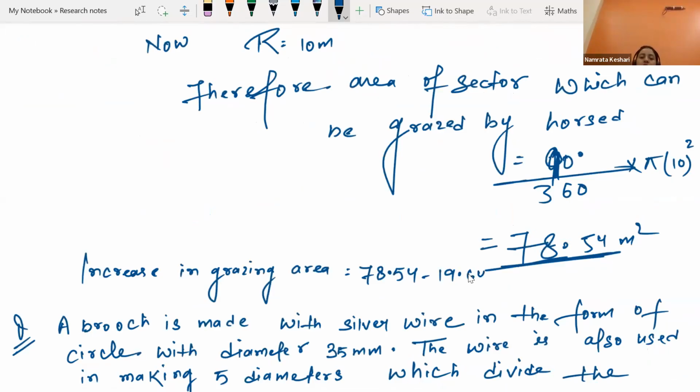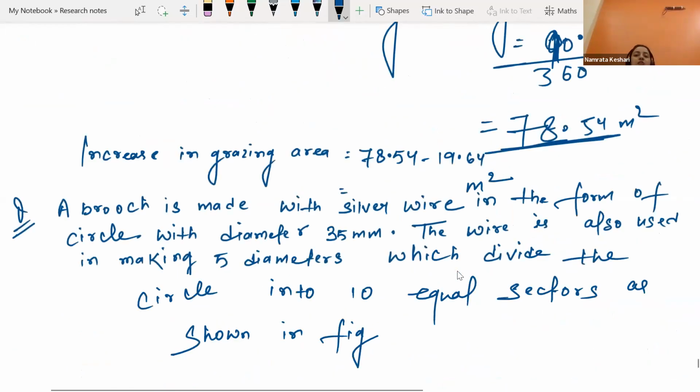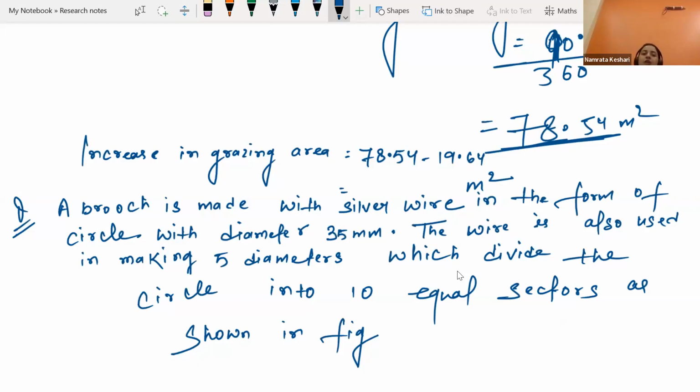19.64. Okay, the required answer will be the increase in grazing area. Is it clear to all of you? The question was very simple, the horse and all that story was there, but basically you will be finding every time either the area of the sector or the area of the segment. So you just need to identify whether it is asking about finding the area of the sector or the area of the segment.